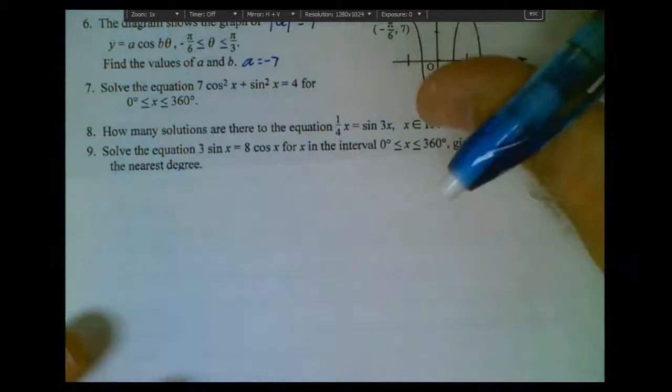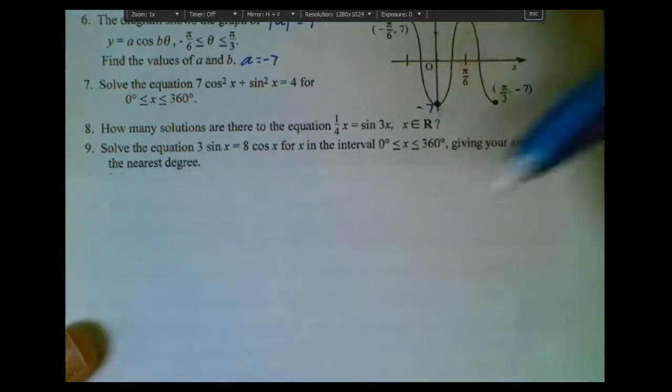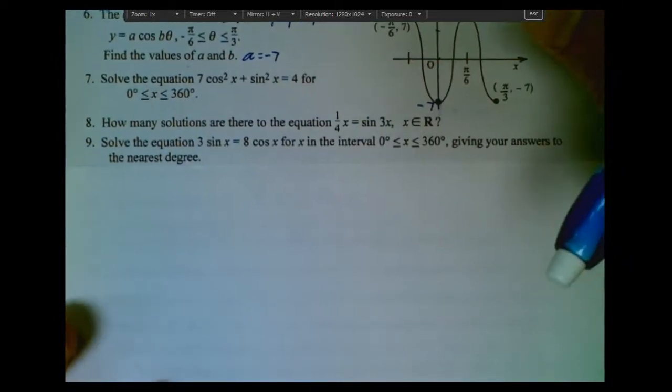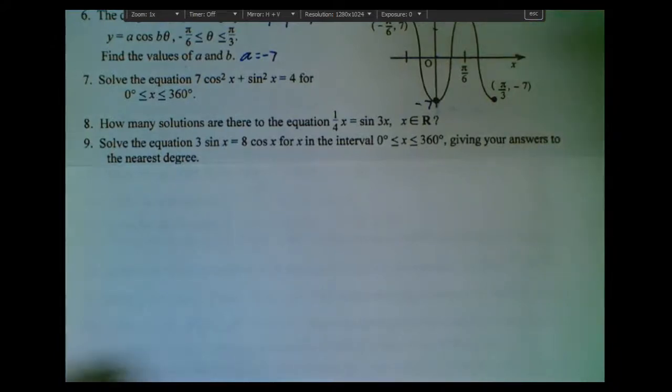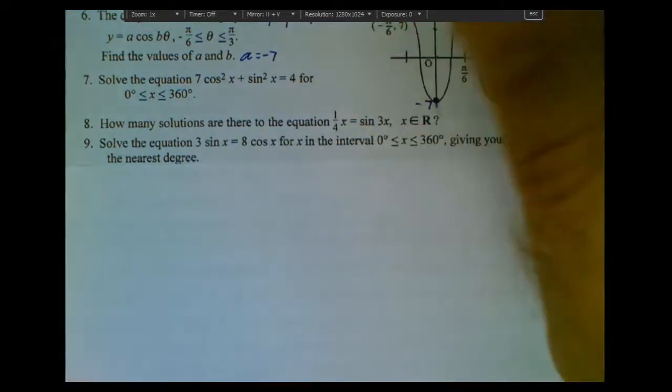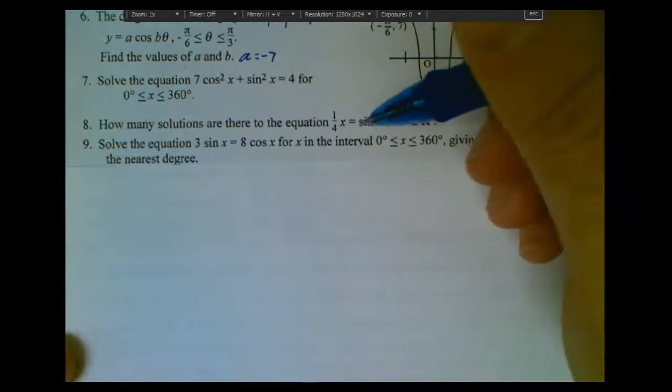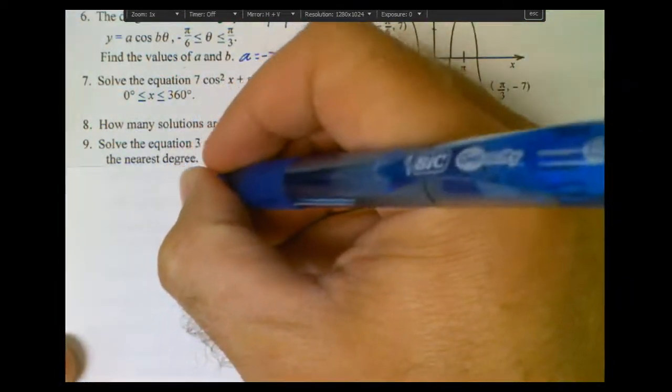All right, moving on, number 9. Again, solving another equation. A really important part of this chapter is being able to solve trig equations. A couple of ways you could do this. Here's the method you could do algebraically, or by hand. One is to get both of those terms onto the same side.